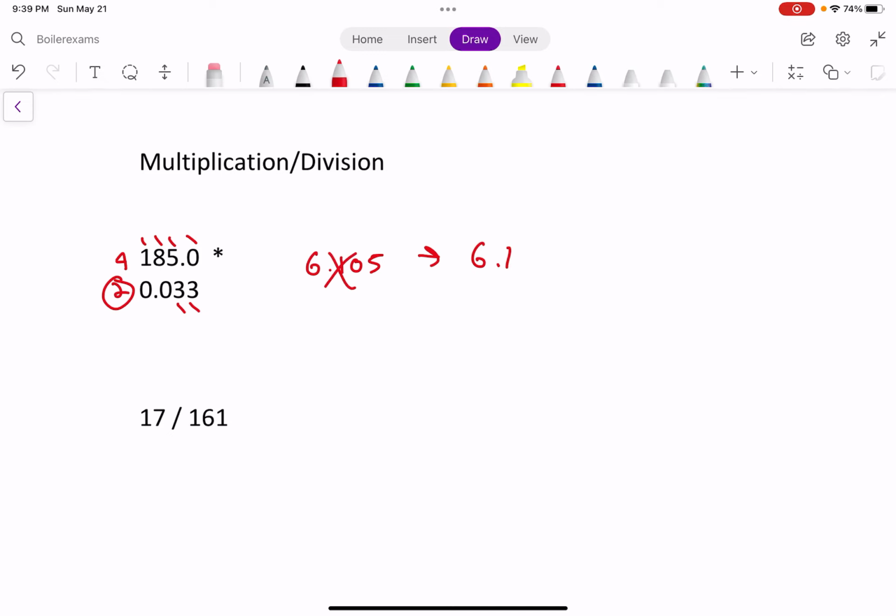Pretty simple. Okay, let's do 17 over 161. This has 2 sig figs. This has 3. So therefore, we're going to round our final answer to 2 sig figs. And we would get 0.10559, and so on. And we are going to round this to 0.11.